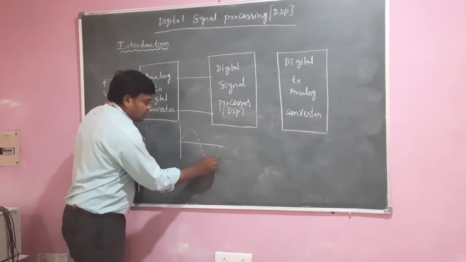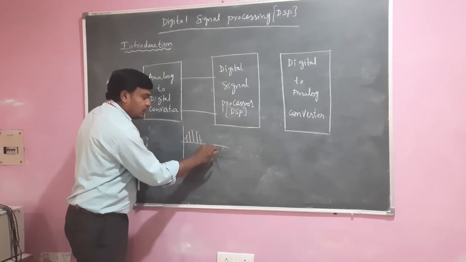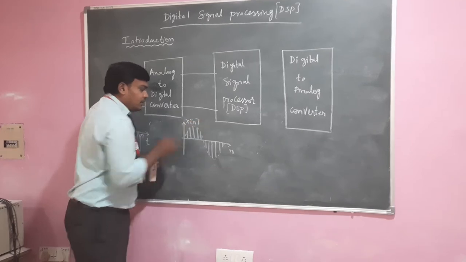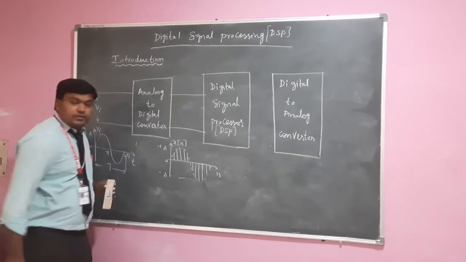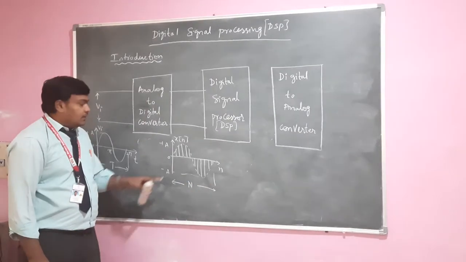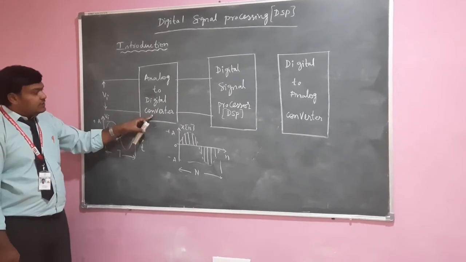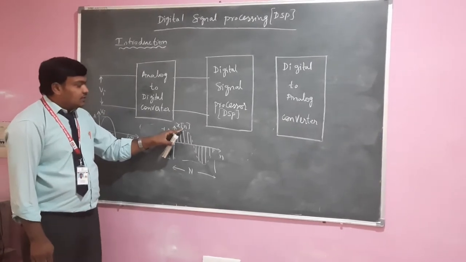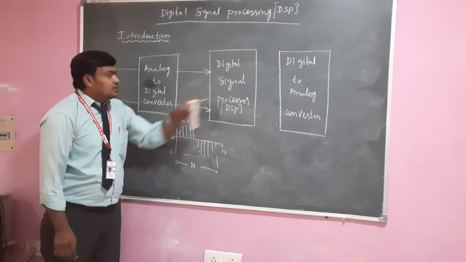This is a digital signal. A digital signal is defined only at particular instants of time. Here we have x of n, the representation of a digital signal, with positive amplitude, 0, and negative amplitude, and the time period denoted by capital N. This is your discrete time signal. So the analog signal is applied to this ADC, and the ADC converts it into a digital signal, denoted by x of n versus n. This is the input to your digital signal processor.